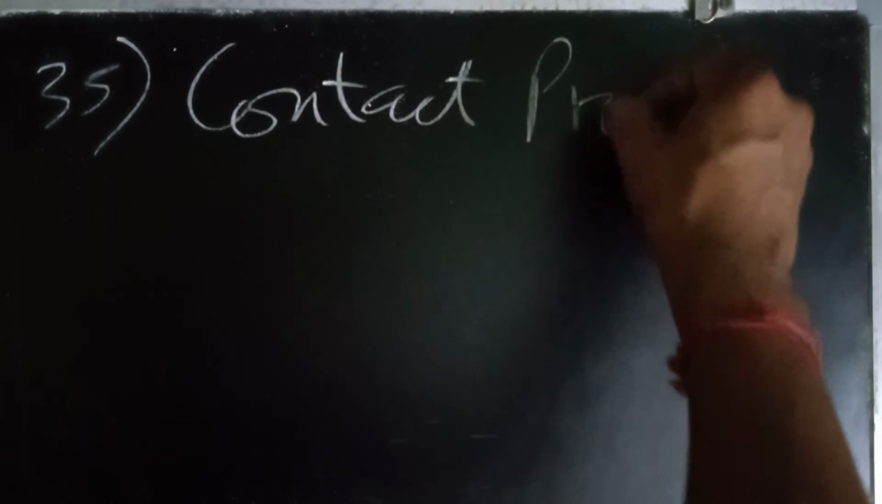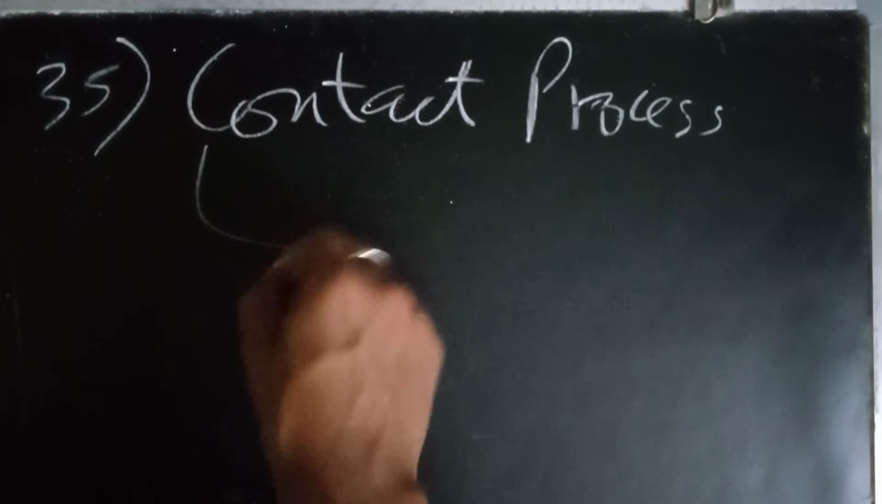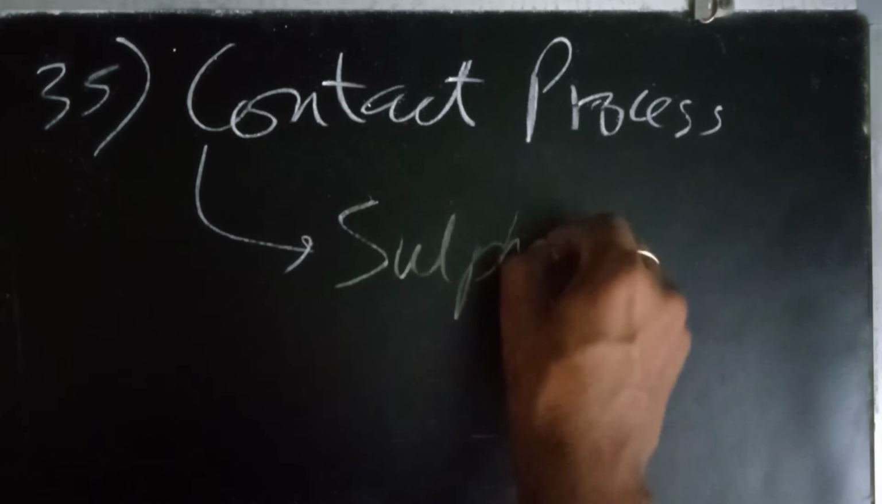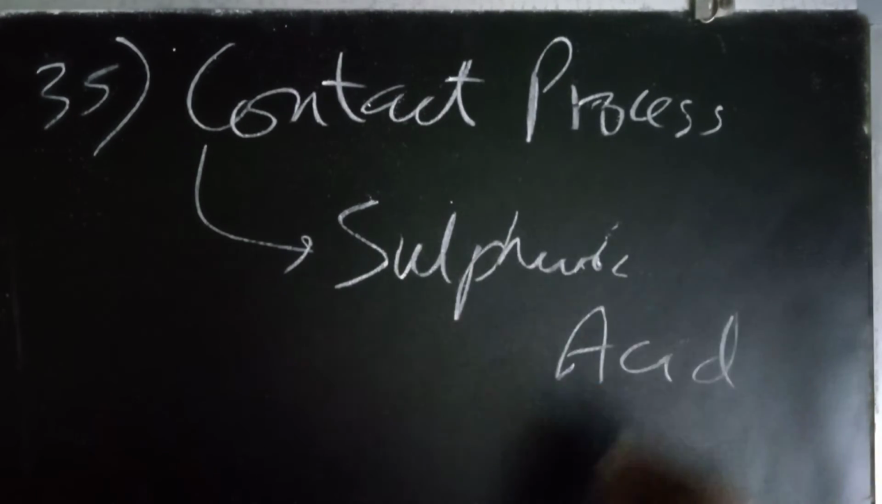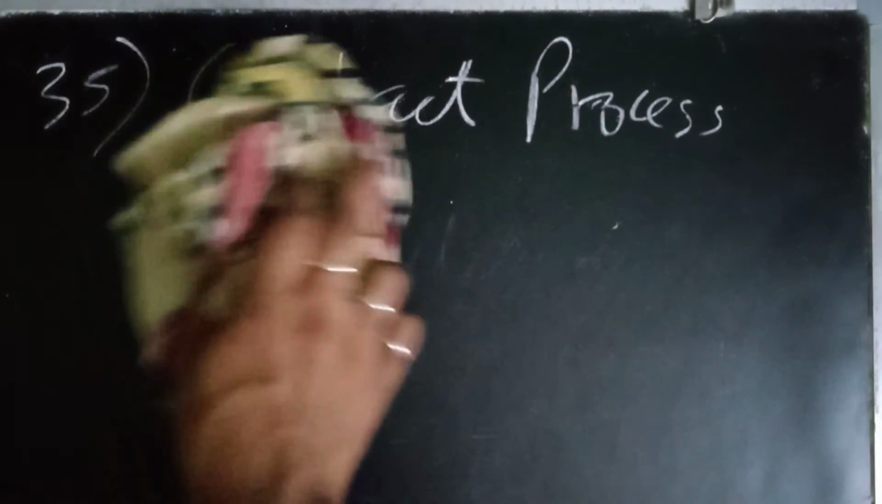The next question was simple: where is the contact process used? A lot of options were given, and the right answer is sulfuric acid, to obtain sulfuric acid. Okay, I'm writing very fast, so I hope you get my voice. I hope I am clear and audible. So contact process was sulfuric acid. Now to get sulfuric acid, let me just rub this.